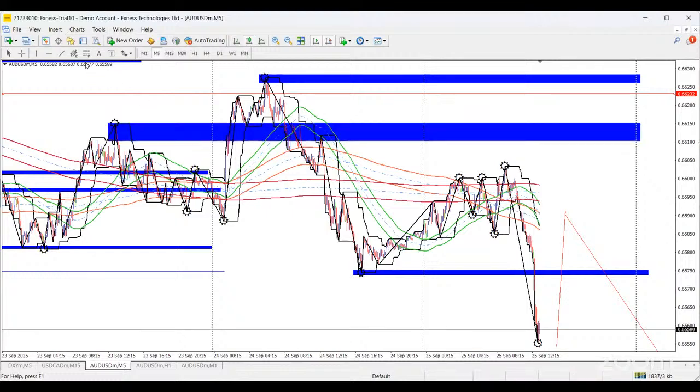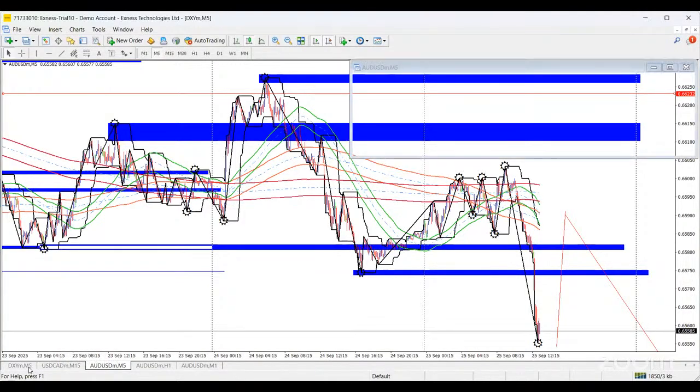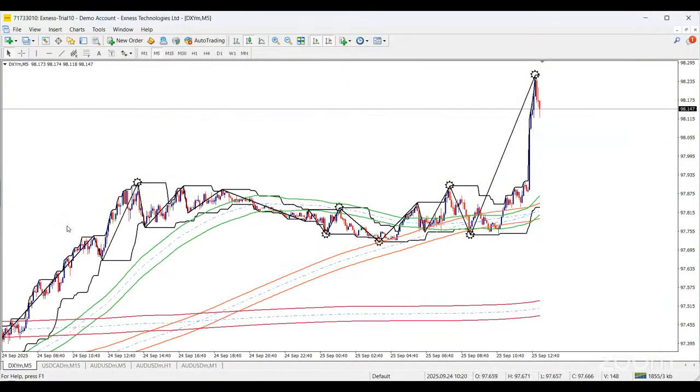It's very repetitive, can be very boring as well, because you're just doing the same thing over and over again. So yes, these are now the key levels for AUD/USD. Let's go ahead and mark out NZD/USD.